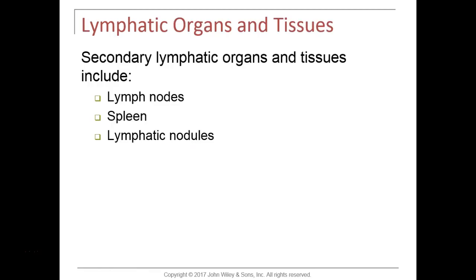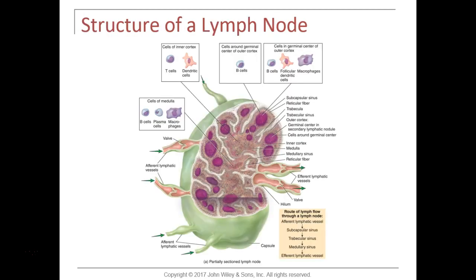Secondary lymphatic organs and tissues are the tissues and organs that actually carry out the immune responses, where mature, immunocompetent B lymphocytes and T lymphocytes are located. The secondary lymphatic organs include the lymph nodes in the body, stationed along lymphatic vessels, the spleen, which we'll see in a second, and then something called lymphatic nodules. So let's take a look at some of these organs.